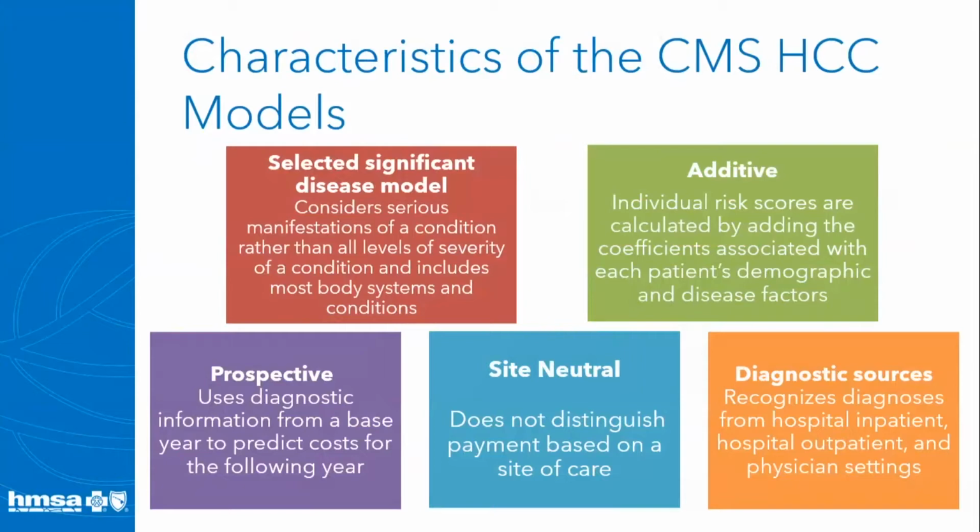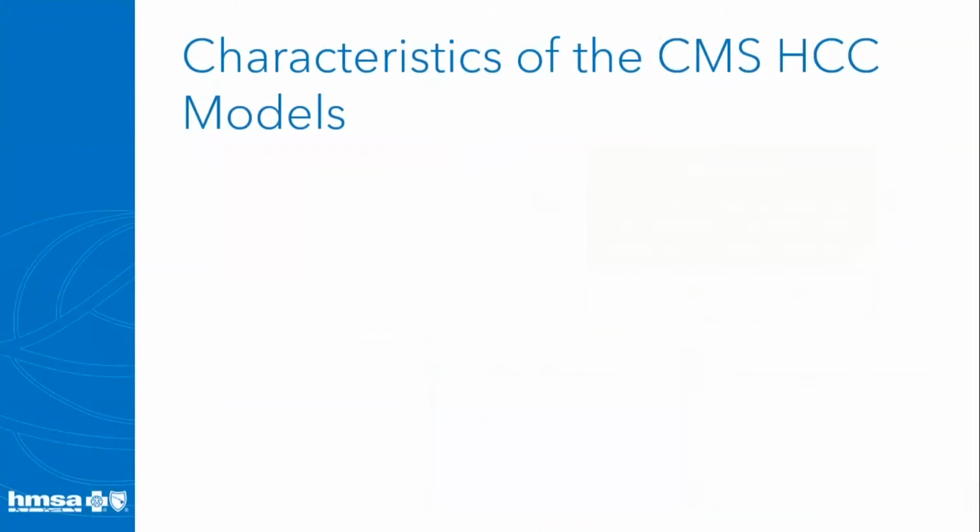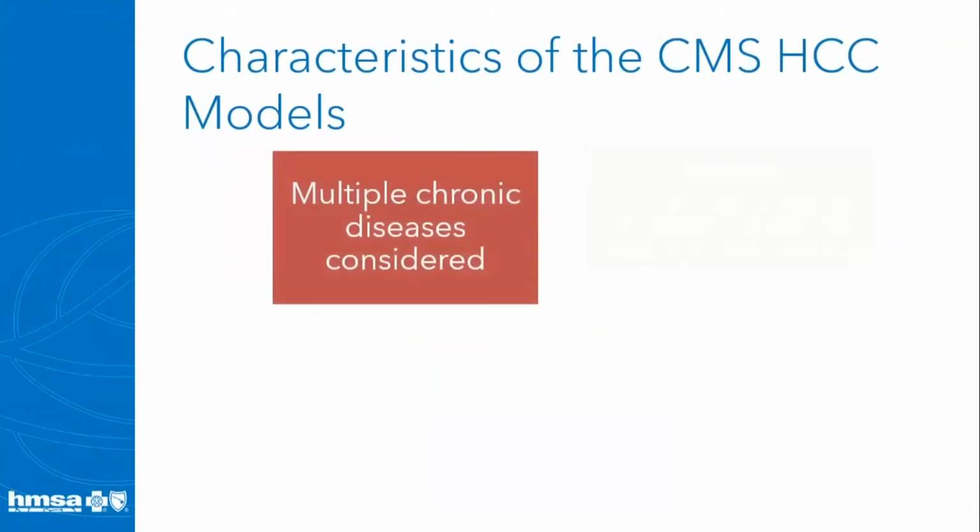The models are also prospective in nature, meaning they use diagnostic information from a base year to predict costs for the following year. They're also site neutral and don't distinguish payment based on a site of care. The models recognize diagnoses that are submitted on claims from hospital inpatient and outpatient settings, as well as physician settings. Risk-adjusted payment is based on assignment of diagnoses to disease groups, also known as condition categories. The model is most heavily influenced by Medicare costs associated with chronic disease.